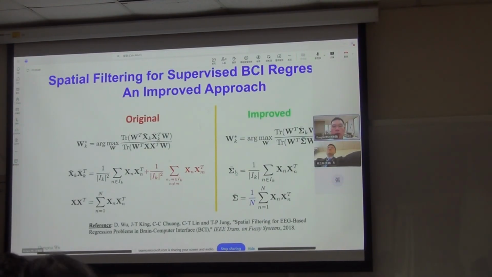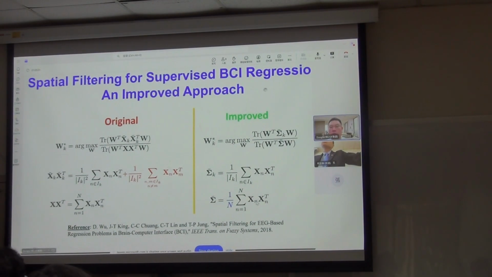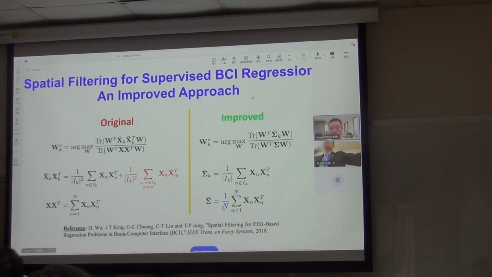So in our improved spatial filtering approach for EEG-based regression problems, we had a different way to compute the mean covariance matrix in the numerator and the denominator. In the numerator, we just computed that using this very simple formula, and the denominator is the same as before. We have a scaling factor here, which is not important because it does not change the final spatial filters. The main difference is that we remove this interaction term for better performance.